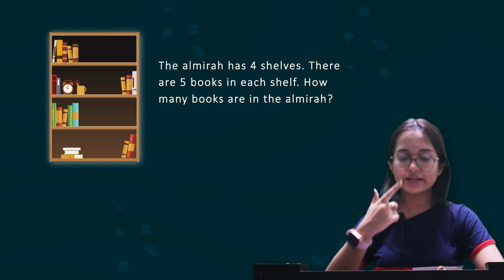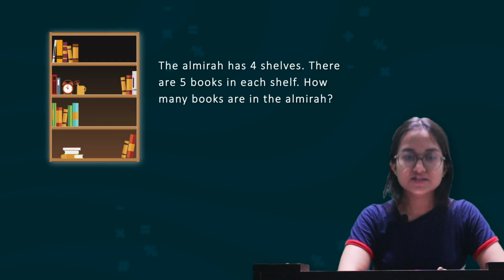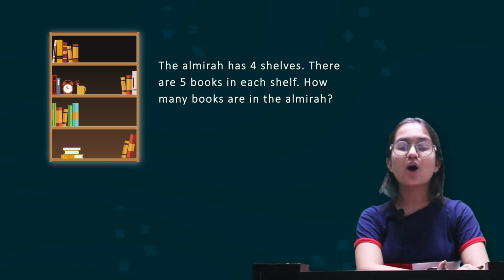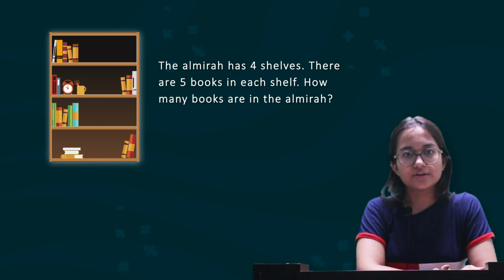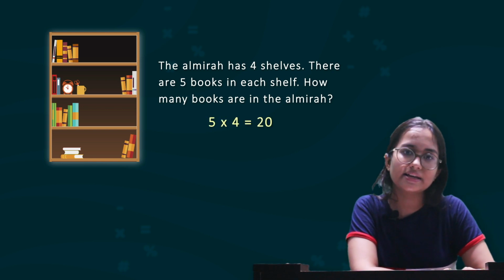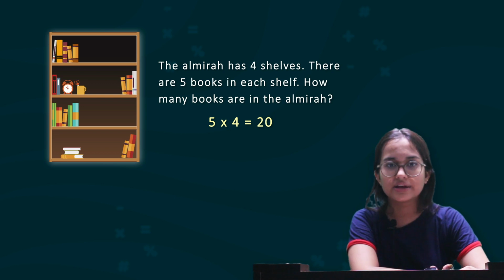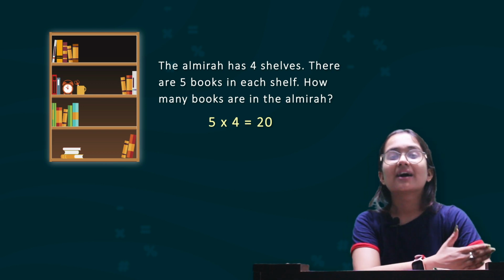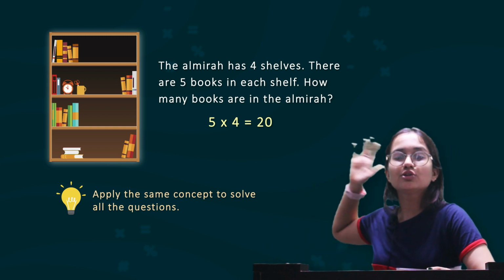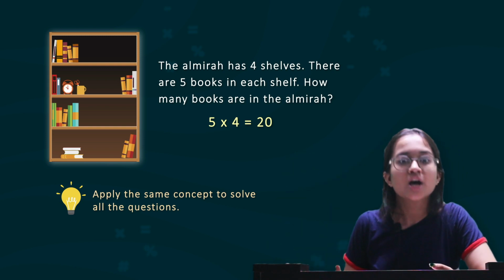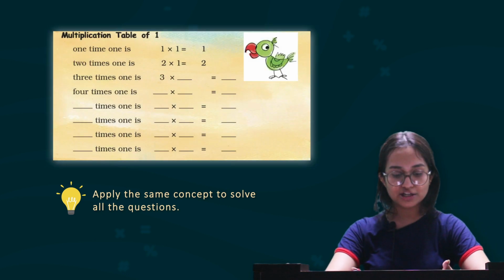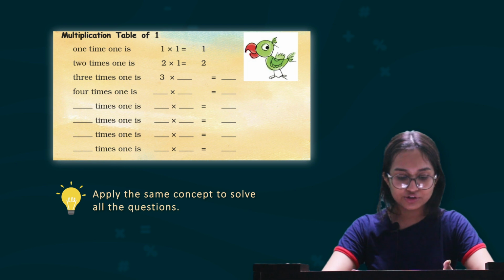Then we have how many in all. So the almirah has 4 shelves and there are 5 books in each shelf. Thus, how many books are in total in the almirah? So when we multiply 5 into 4, we get 20. Thus 20 books are all together in the almirah. As I'm repeating again and again, the concept for this chapter remains constant, that you need to solve them with multiplication. So the next word problems as well as the multiplication table of 1, you need to do on your own.